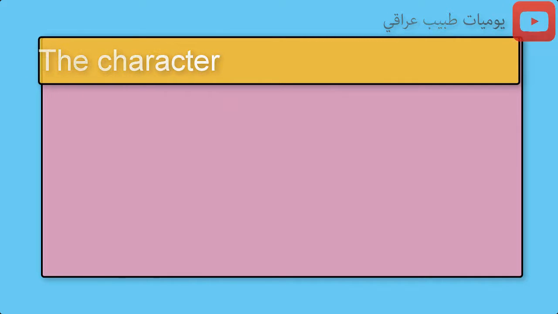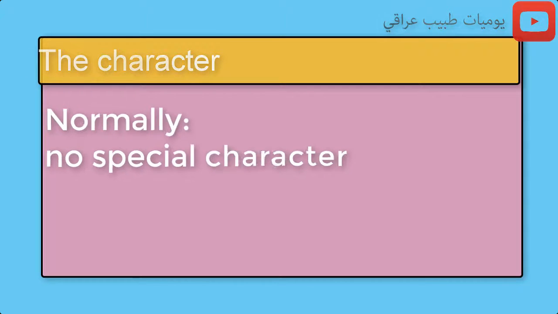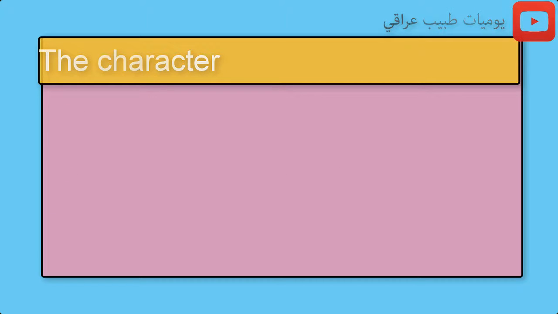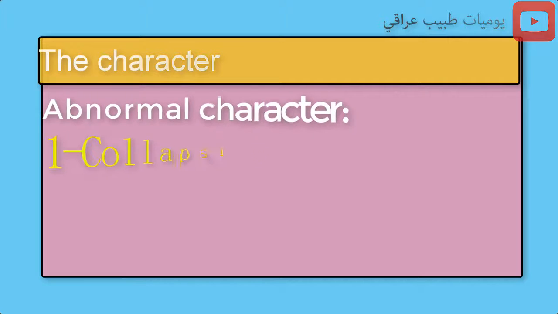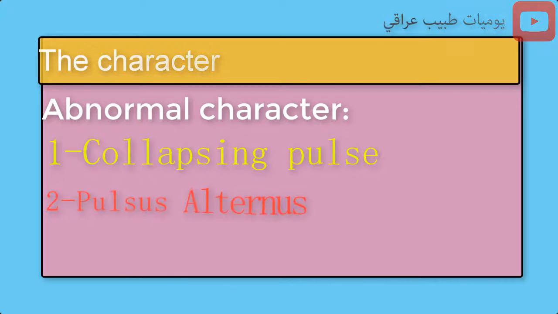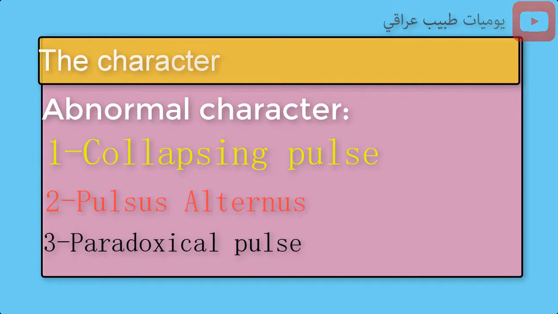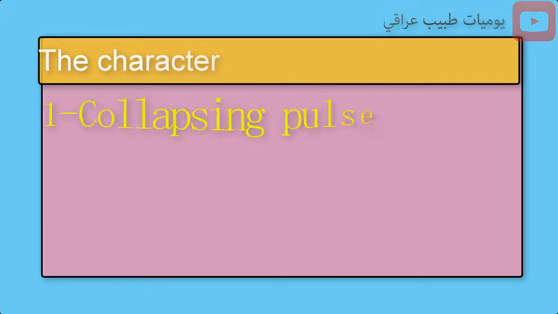The character. Normally the pulse has no special character. Where the pulse has a character, the pulse is abnormal, including collapsing pulse, pulsus alternus, and paradoxical pulse.